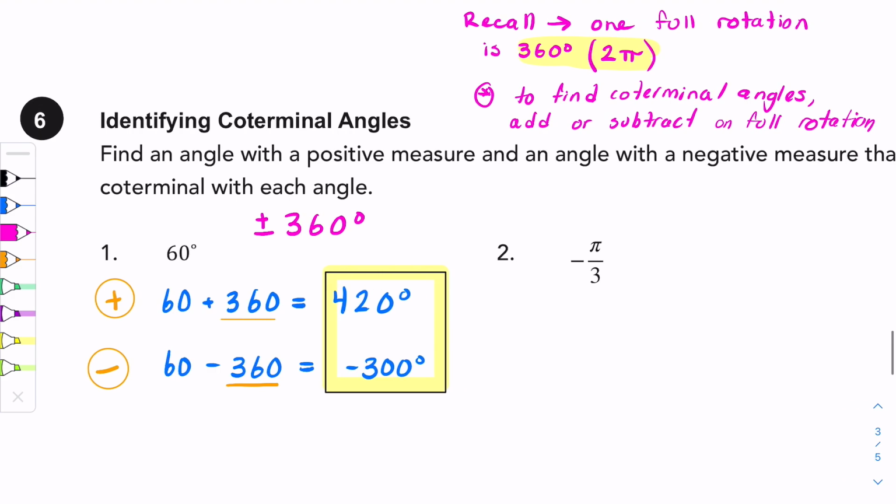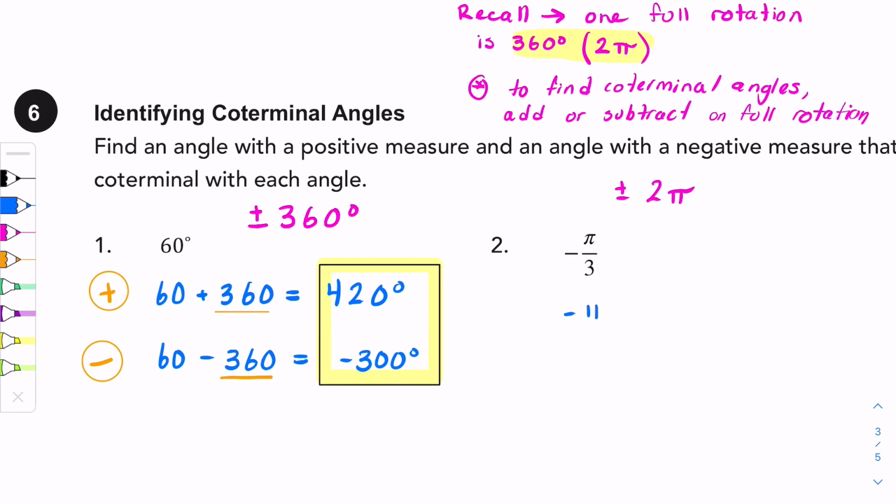For number two, this is in radians, so you could convert to degrees if you want to, or you could know that you're adding or subtracting 2 pi. And that's what I'm going to do. I think it's actually going to save me a little bit of time right here. So I'm going to start by negative pi over 3, and I want to find a positive coterminal angle, so I'm going to add 2 pi.